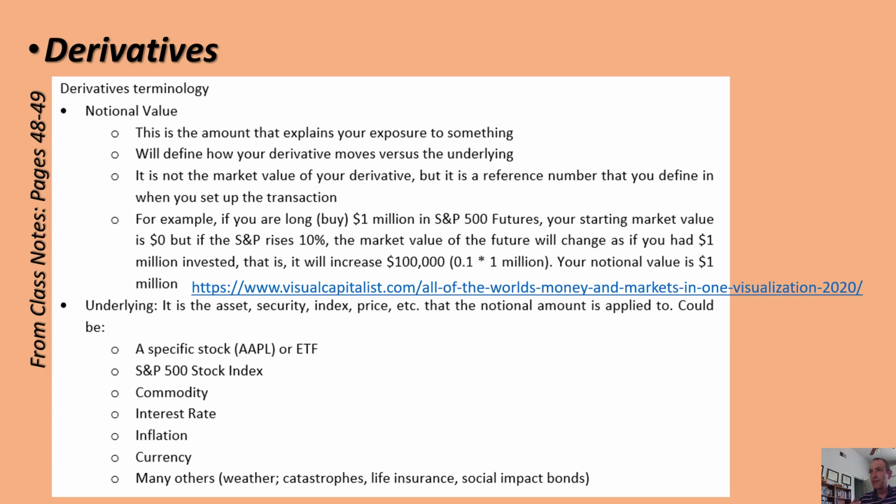So if you have $1 million exposure to S&P 500 futures, that means if the S&P 500 moves 10%, you're going to have a $100,000 gain or loss. So if the S&P rises 10% and you're long, that means you're buying the futures. If the S&P rises 10%, you'll make $100,000. So your notional amount is $1 million.